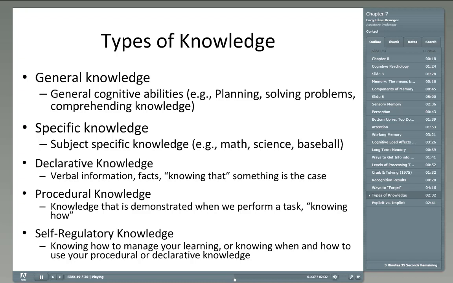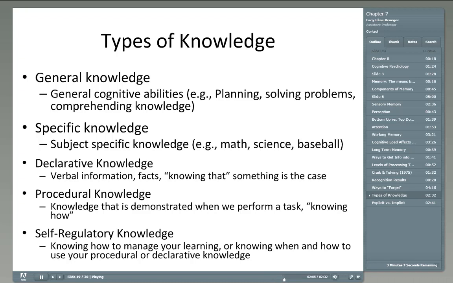With procedural knowledge, this is knowledge that is demonstrated when we perform a task, and so we talk about it as knowing how. Procedural knowledge can include things like riding a bicycle, tying your shoes. If anyone ever tries to teach a kid how to tie his or her shoes, it's really difficult because we know how to do it, but it's not that we necessarily can be able to declare the processes behind it.